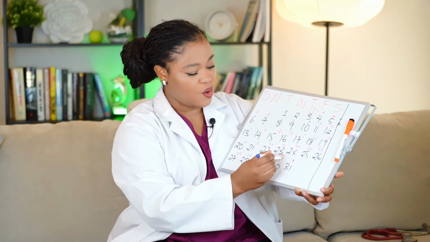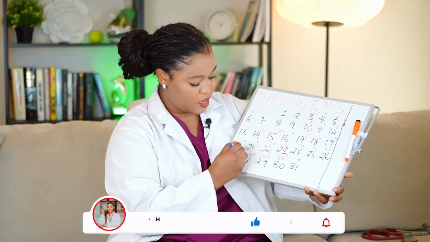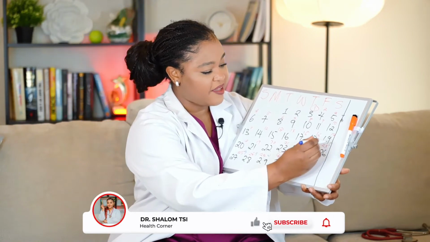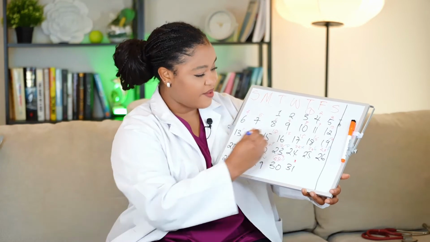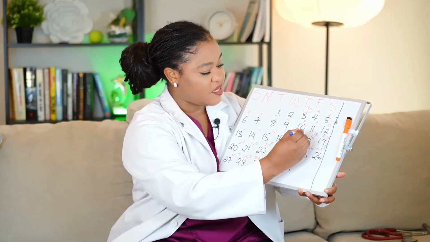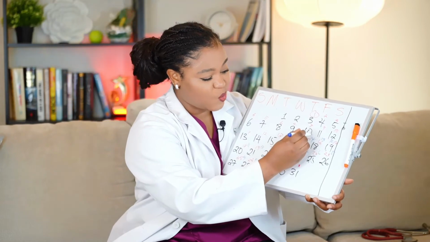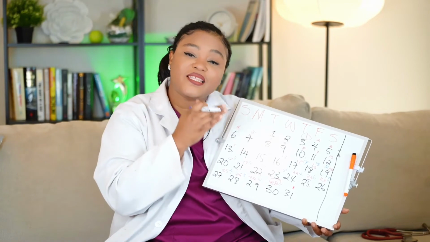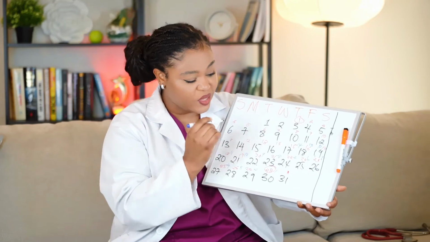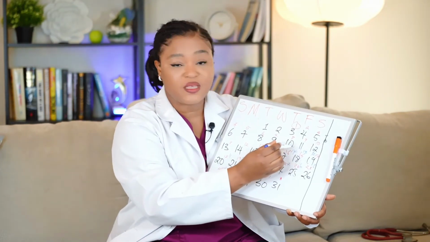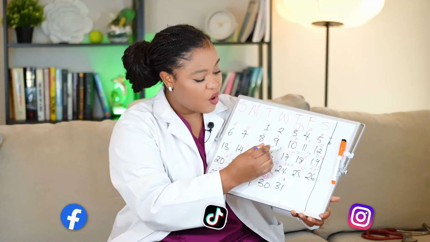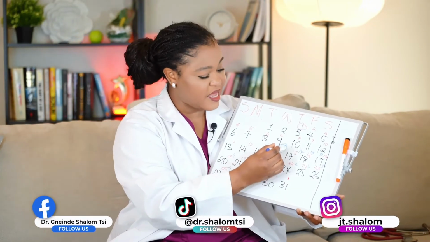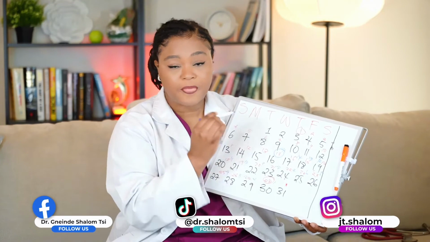So 1, 2, 3, 4, 5, 6, 7, 8, 9, 10, 11, 12, 13, 14. This is when the luteal phase starts. And we said that the luteal phase starts the day after you ovulate and it lasts till the day before your next period. So if this is 14 days, it means that you're most likely to ovulate on day 14 because it's the day before the luteal phase begins.